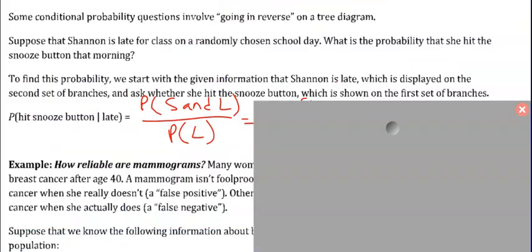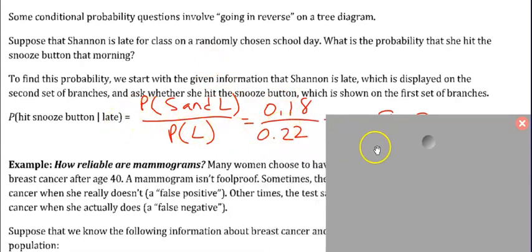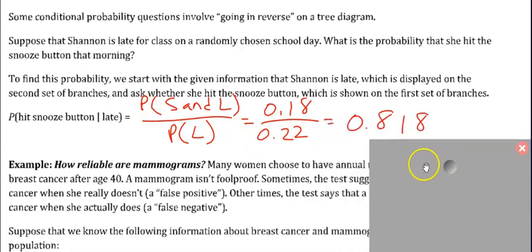Alright, so some conditional probability questions involve going in reverse. So suppose that Shannon is late for class on a randomly chosen day, and we want the probability that she hit the snooze button that day. So now we're looking at the probability that she hit snooze given that she's late. So we'll look at the probability that she hit snooze and was late, and we already found that to be 0.18. Again, following that branch, we found the probability of her being late in general to be 0.22. So if you do that division, you get the 0.18.